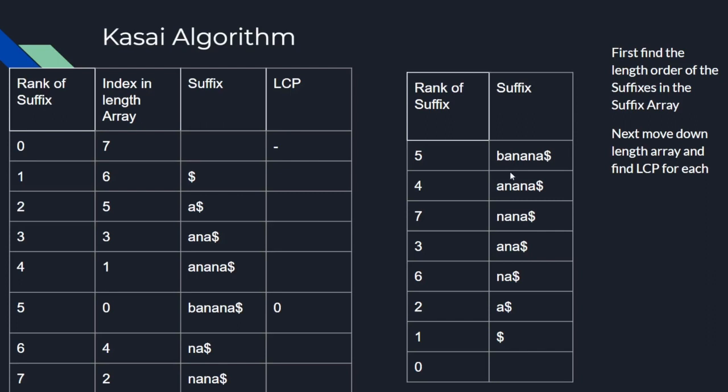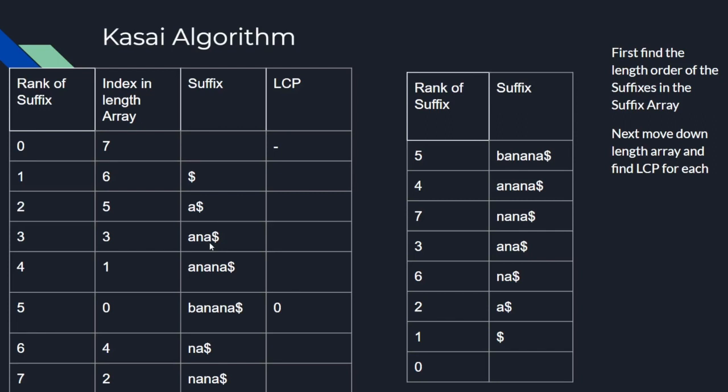The next step is to move on to the next suffix in the length array, which is rank 4. So move down, go to rank 4. We check the one above it. It matches the A, which is good. And then we match the N as well, which means the LCP is at least 2. We check the A, also matches. Then we check the next character. This, however, does not match.